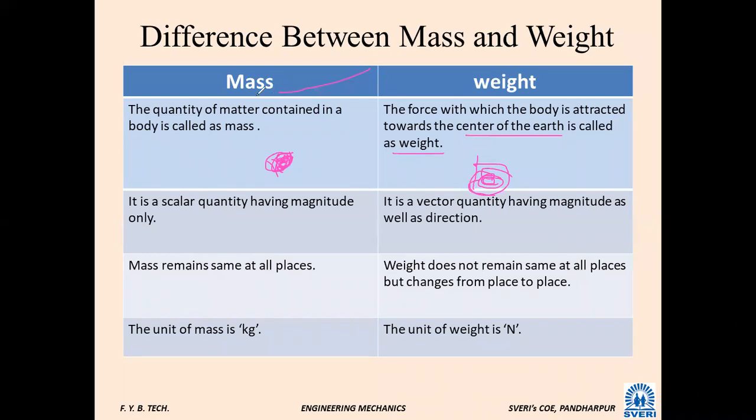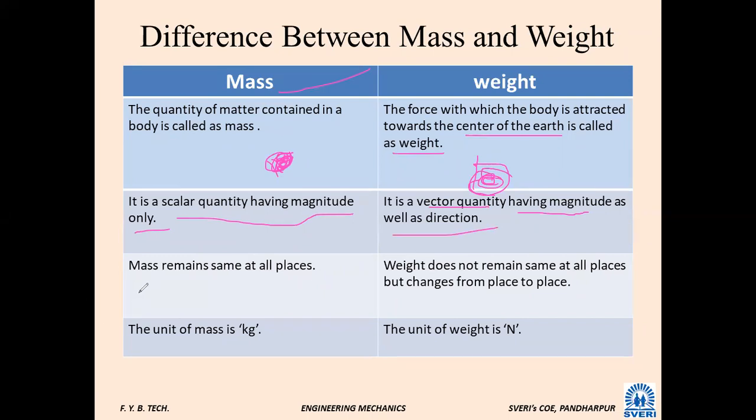Next, as the mass is fixed, it is a scalar quantity having only magnitude. Mass has just magnitude, it has no direction. So mass is a scalar quantity. Next is vector quantity. Weight is a vector quantity because there is a force acting on the body, correct? So in which direction it is acting is also considered. So weight is a vector quantity having magnitude as well as direction.